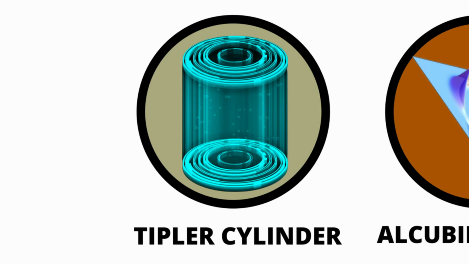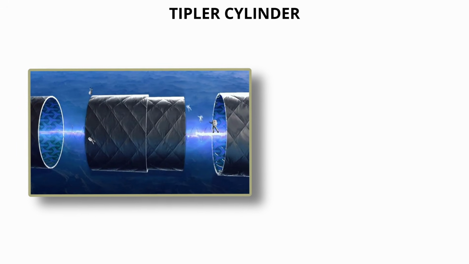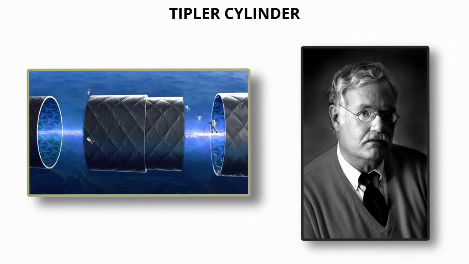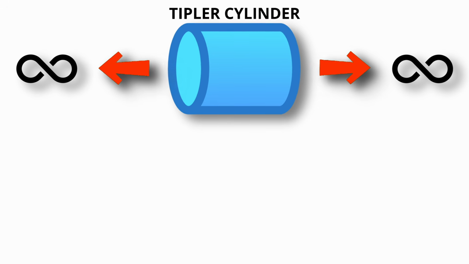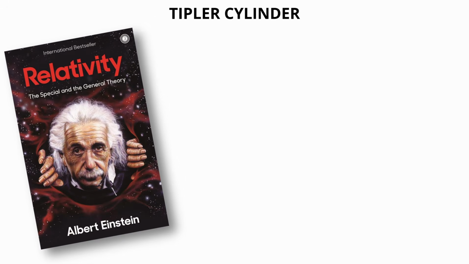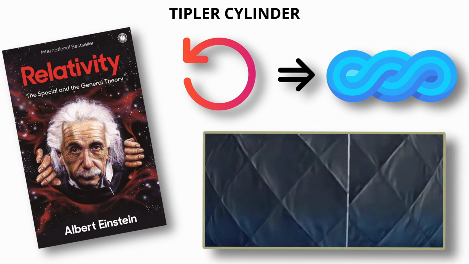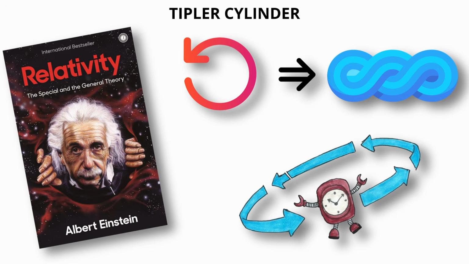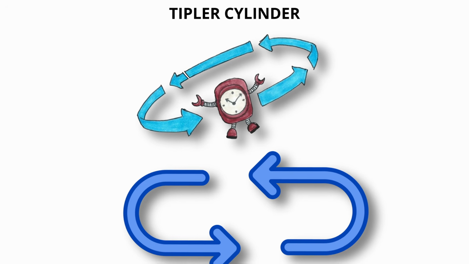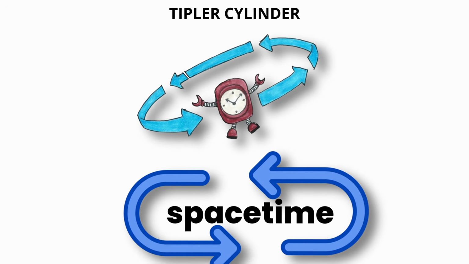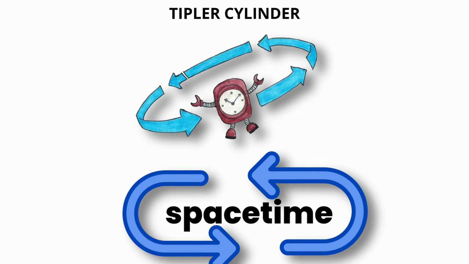Tipler Cylinder. The Tipler Cylinder is a theoretical construct proposed by physicist Frank J. Tipler. It involves a massive, infinitely long cylinder spinning at near light speed. According to general relativity, the intense rotation would twist spacetime around the cylinder in such a way that closed time-like curves could form. These curves would allow an object to loop through spacetime and potentially arrive in the past.